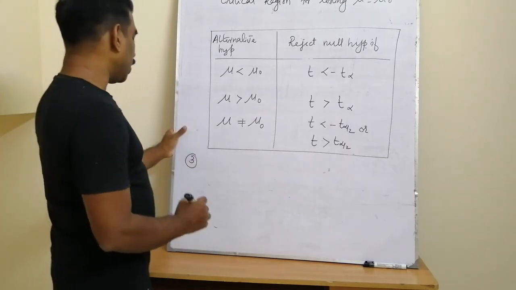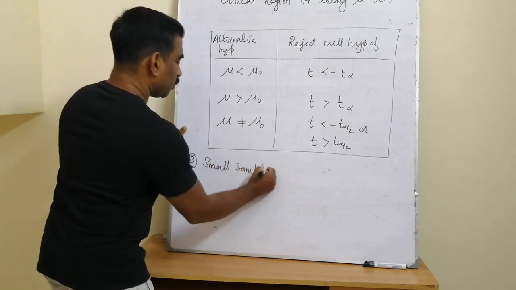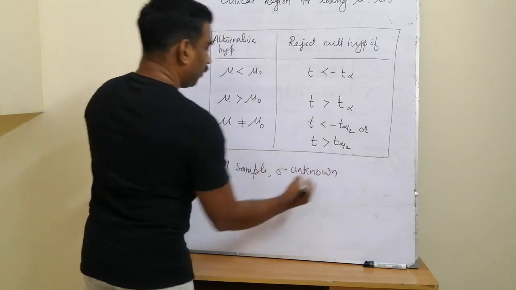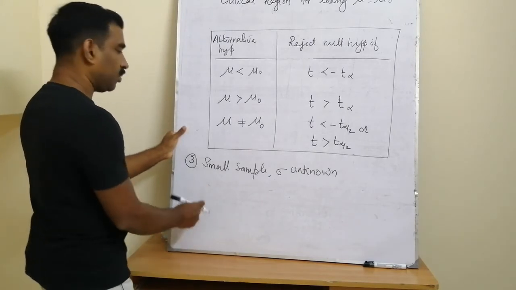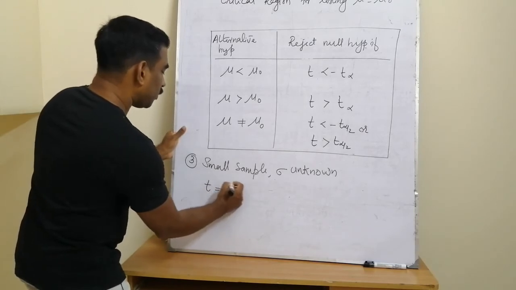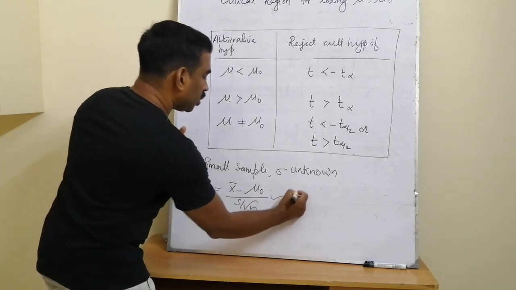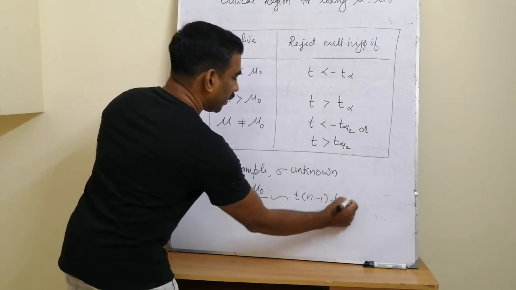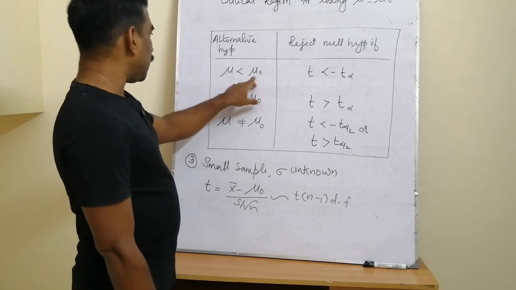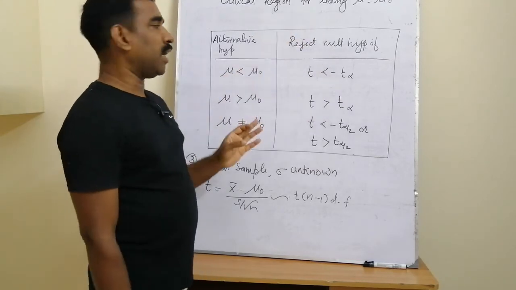And the third case in mean testing is small sample with sigma unknown. Whenever small sample with a sigma unknown, the corresponding sampling distribution is T distribution, and the test statistic is T is equal to x bar minus mu naught divided by S by root n. That follows T distribution with n minus 1 degrees of freedom. And in this situation, for one-tailed alternative mu less than mu naught, if the computed value of T is less than minus T alpha, we will reject the null hypothesis.